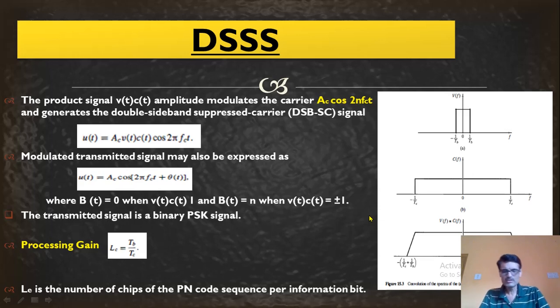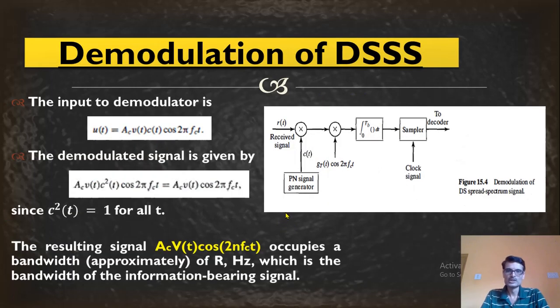So more commonly we use one term in the spread spectrum, that is called processing gain. Processing gain is denoted as LC. Processing gain is given by TB by TC. The ratio of TB to TC is nothing but the processing gain. It actually indicates the amount of spreading that happened in the spread signal. Okay, this is about direct sequence spread spectrum.